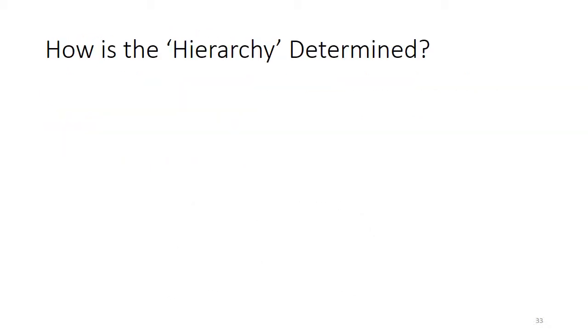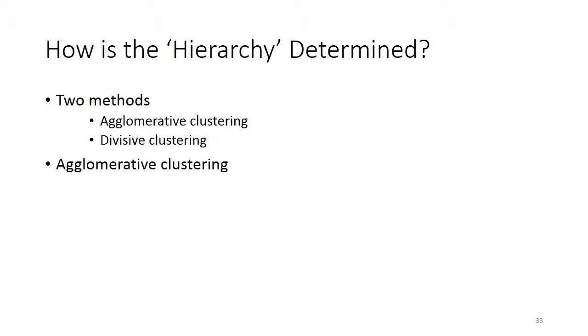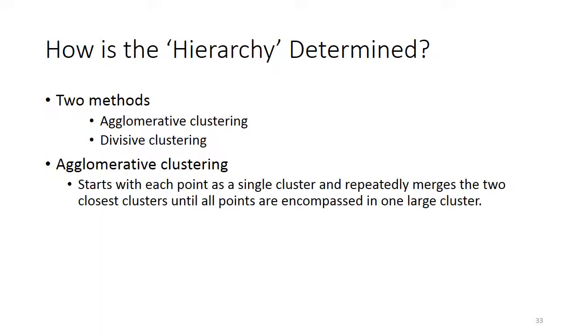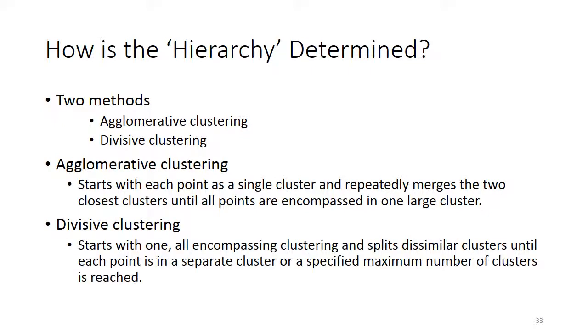So how do we determine this hierarchy? Well, there are two methods. The one is agglomerative clustering, and the second is divisive clustering. In agglomerative clustering, we start with each point belonging to a single cluster, and we repeatedly merge the two closest clusters until all points are encompassed in one large cluster. With divisive clustering, we start with one large cluster and we split the two most dissimilar clusters until each point is in a separate cluster or a specified maximum number of clusters has been reached.